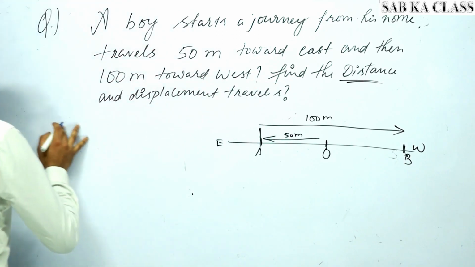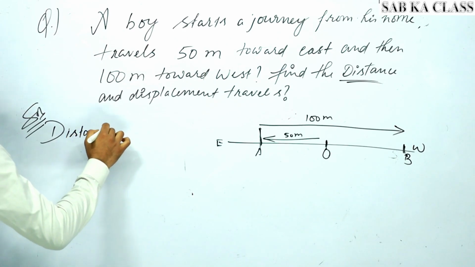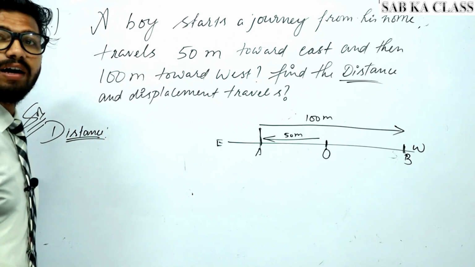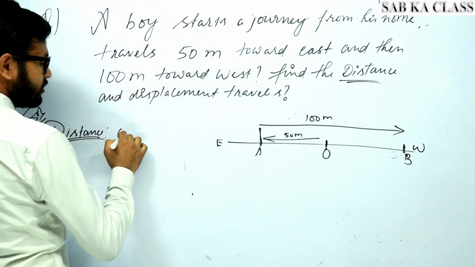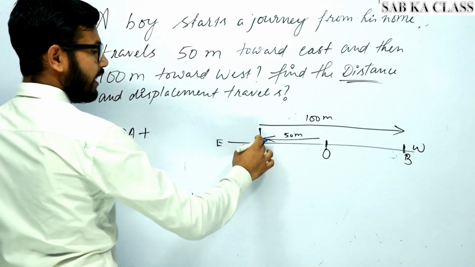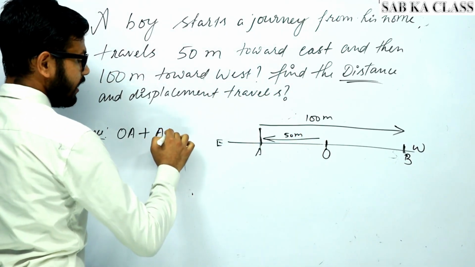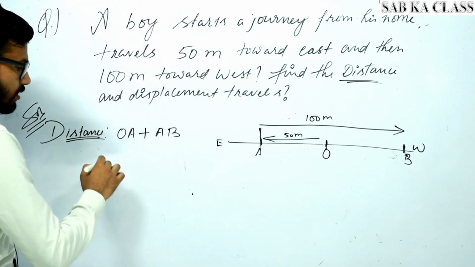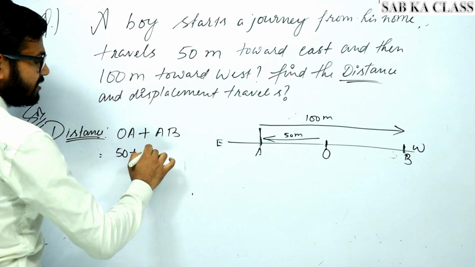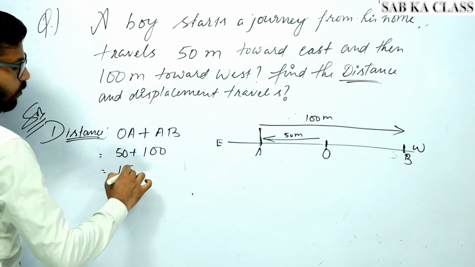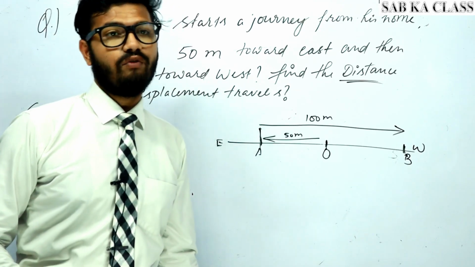Now the solution is very easy. Distance means the total path traveled. Where did he start the journey? From O. From O to A, plus again from A to B he moved. That is also part of the journey. OA is 50 and AB is 100. So 50 plus 100 becomes 150 meters. That means the distance traveled by that boy is 150 meters. I hope it is clear, everyone.